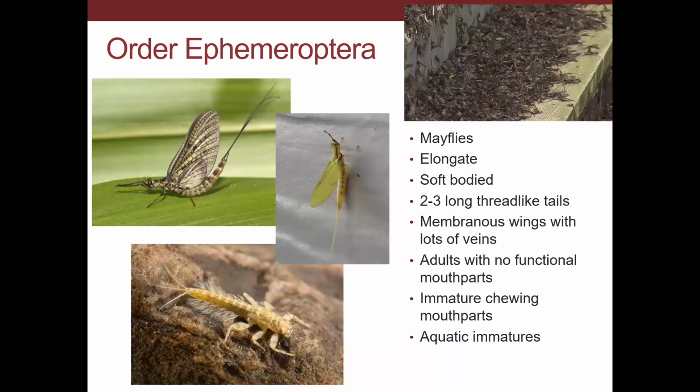Their body kind of curves when they're sitting like that, and they will use their second and third pair of legs to actually sit on whatever surface they're sitting on. And then their front pair of legs, they tend to hold up in front of their body. It's kind of classic mayfly sitting.